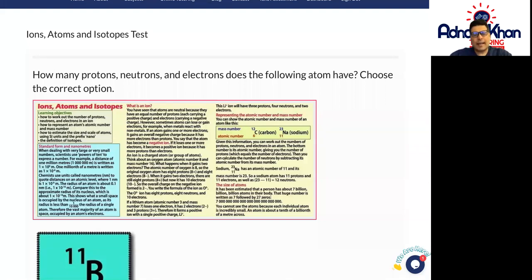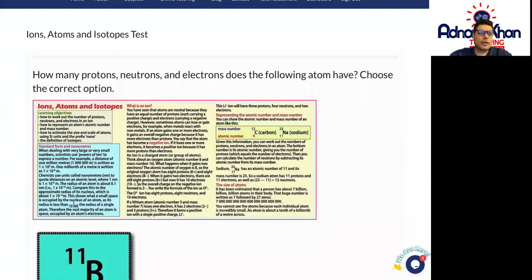So an element's atomic number defines what it is. An element with 17 protons, for example, is always going to be chlorine. However, an element's mass number can change, which means that it can have different numbers of neutrons.